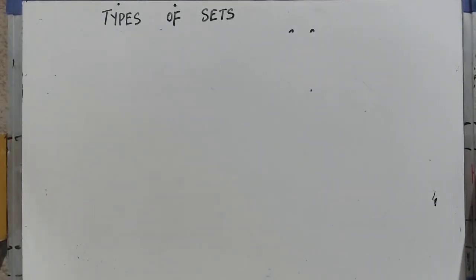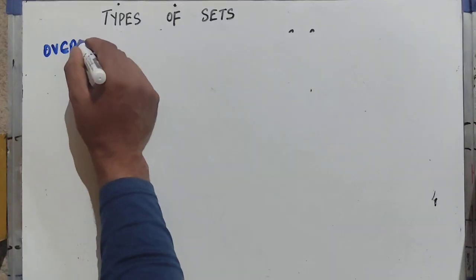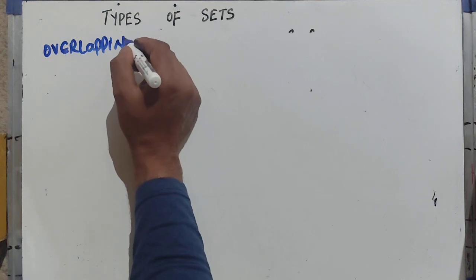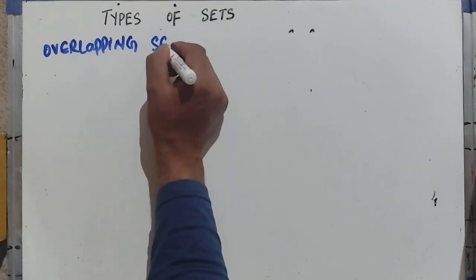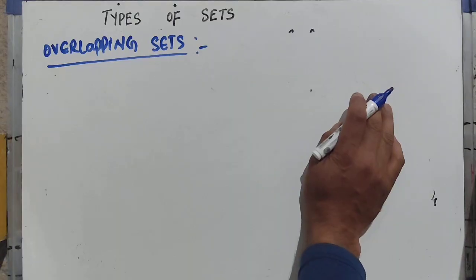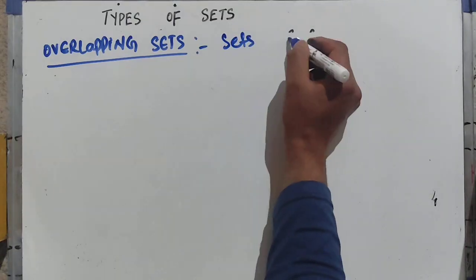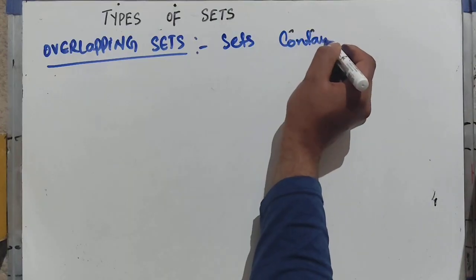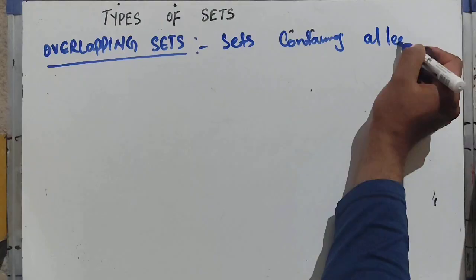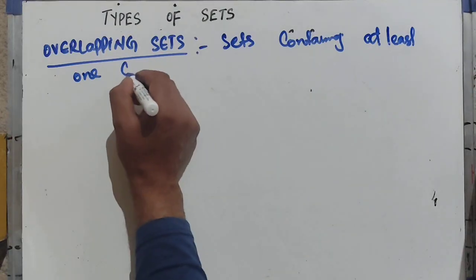Then we have overlapping sets. We say two sets, or sets containing, let me write it here, at least one common element.